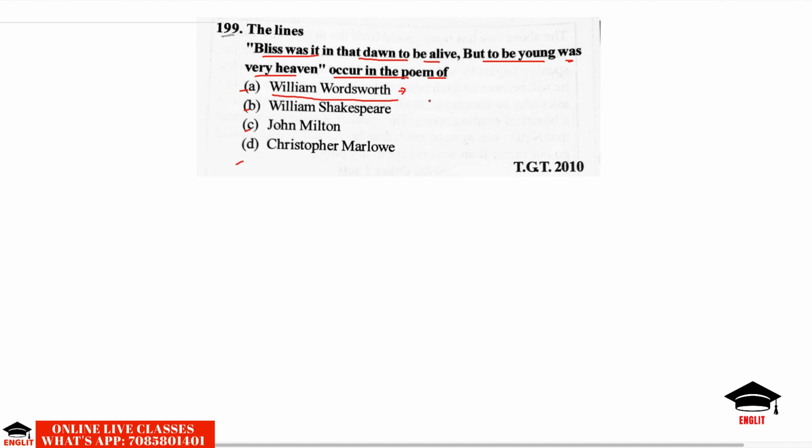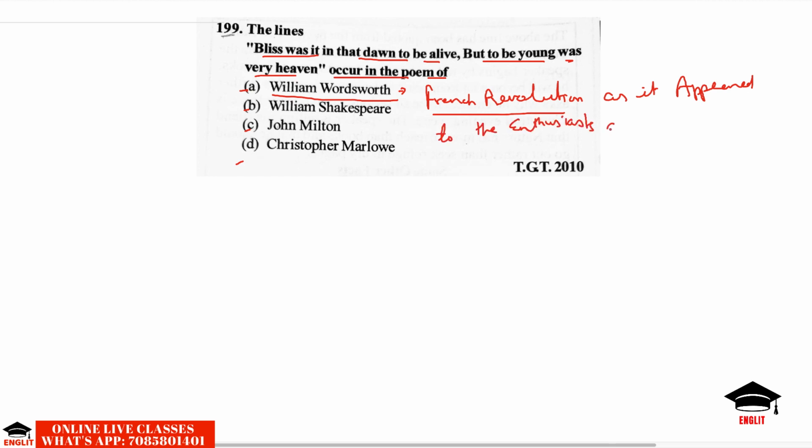So it was in the poem French Revolution. It was chiefly known as French Revolution. The complete title is French Revolution as It Appeared to Enthusiasts at Its Commencement. When the French Revolution started, how was it taken by the enthusiasts or the revolutionaries? The poem is all about that.